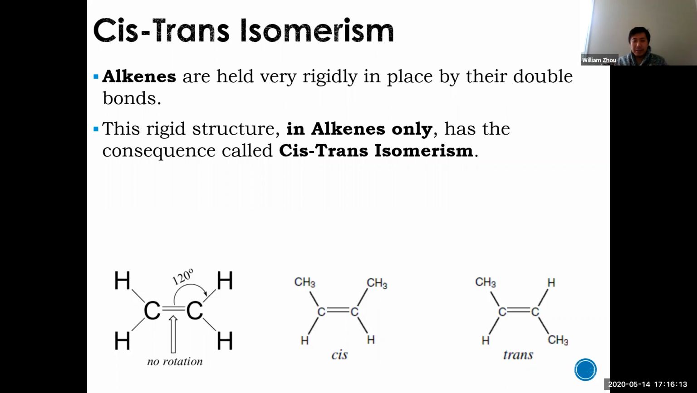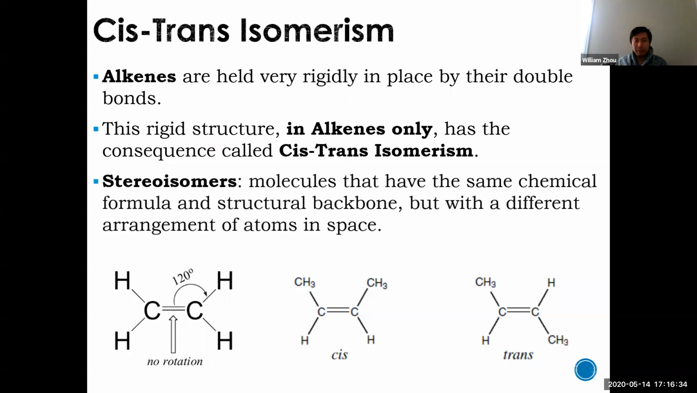Now, this is exactly what we're talking about. In this case, you can see that the two methyls are pointed in opposite directions. That will be a trans. But for cis, the two methyls are in the same direction. Okay, I call them methyls. They're not actually methyls, but you know what I mean. So this is called stereoisomers.